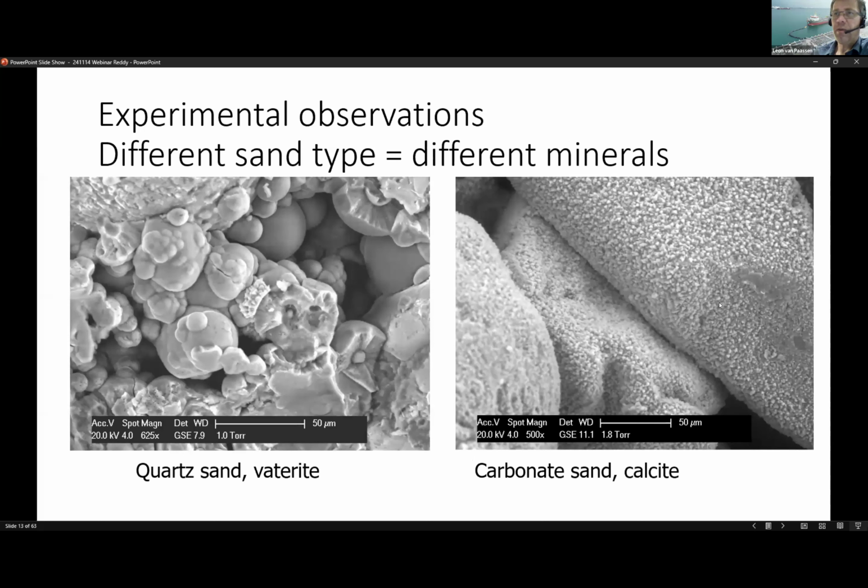Also, depending on the sand type, we may also expect different types of crystals. So on the left side, you see a quartz sand with a high reaction rate, and you see again the spherical vaterite type of crystals between the sand grains. While on the right side, you see a carbonate sand at the same reaction rate, but in this case, the carbonate particles themselves act as a nucleus for the crystallization process, and they get covered by very many tiny calcite crystals as a coating on top of the existing sand grains. So same reaction rate, but different sand type gives completely different precipitation characteristics.